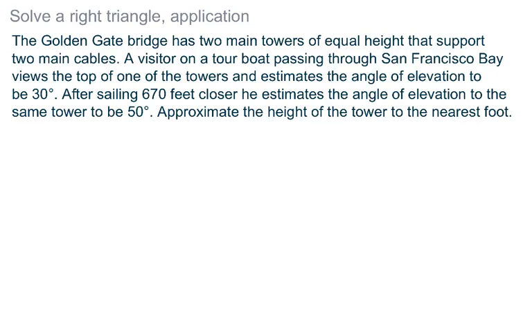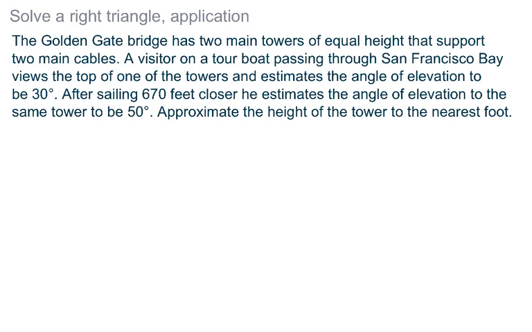Hello friends, now we're going to solve a right triangle application problem which deals with two angles of elevation. So here's our problem. The Golden Gate Bridge has two main towers of equal height that support two main cables. A visitor on a tour boat passing through the San Francisco Bay looks up and views the top of one of the towers, and he estimates the angle of elevation from the horizontal to be 30 degrees.